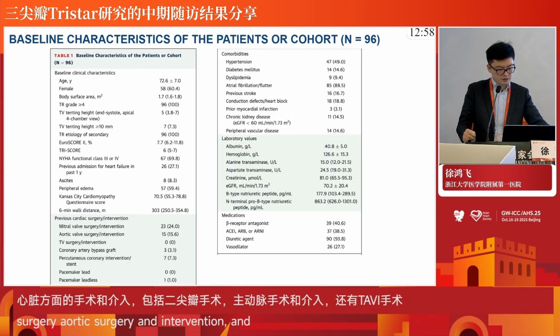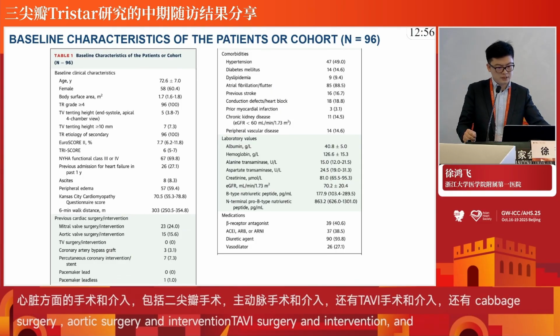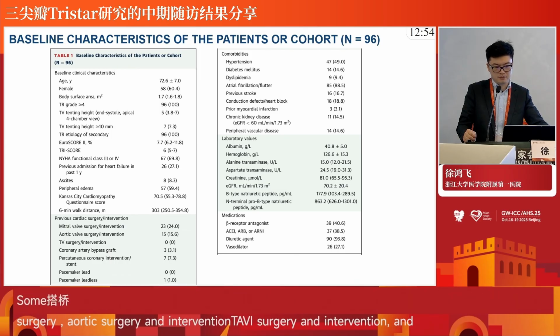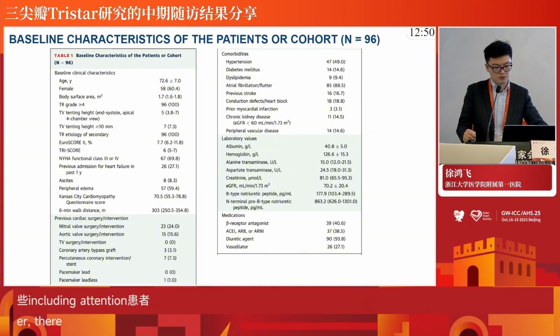Some patients have comorbidities, including hypertension, diabetes mellitus, atrial fibrillation, and so on.